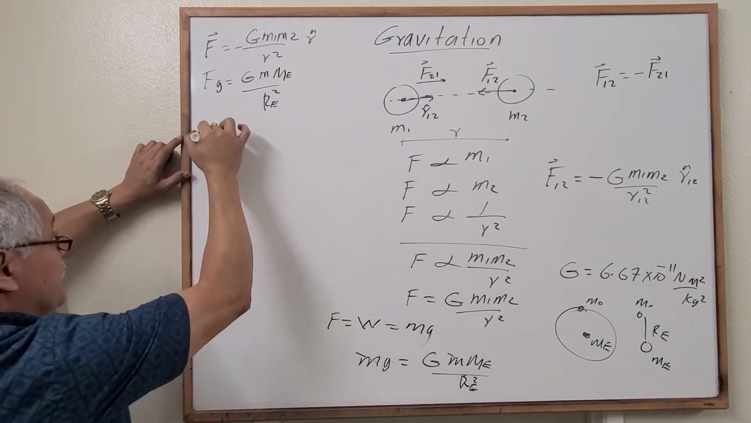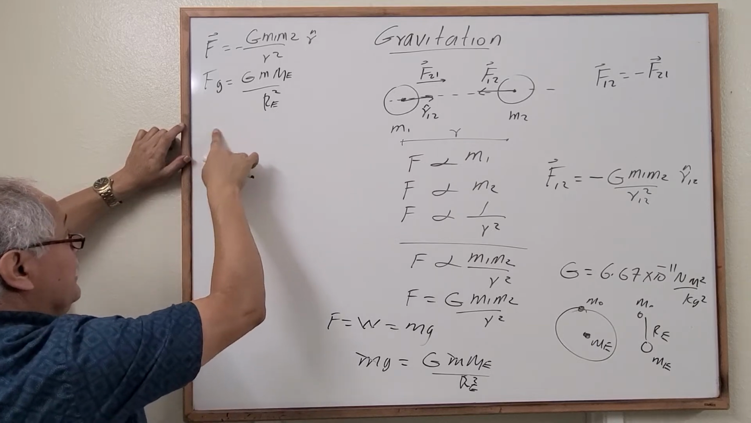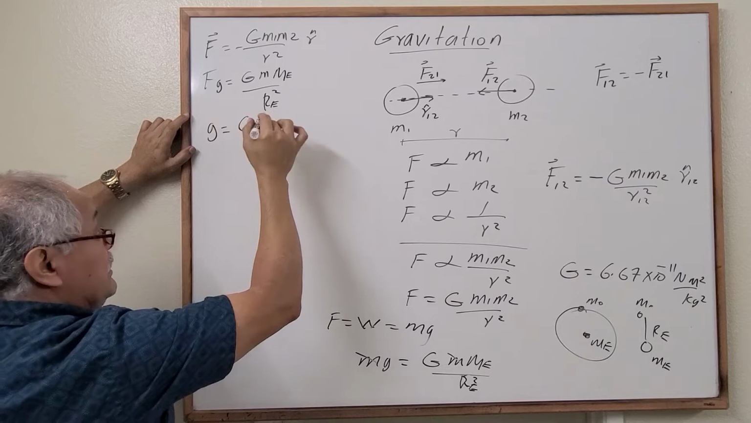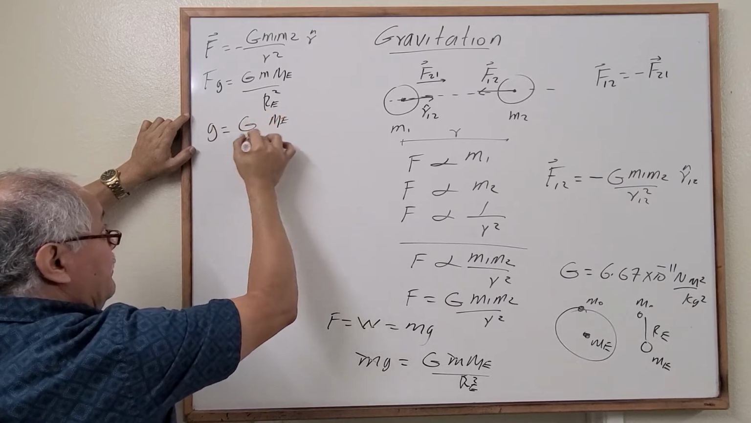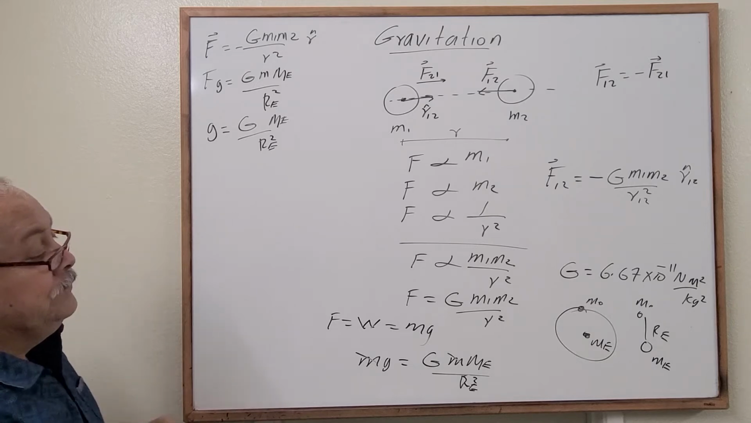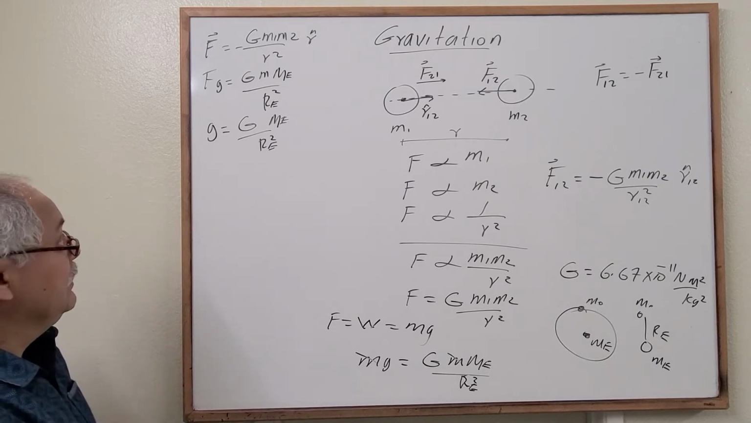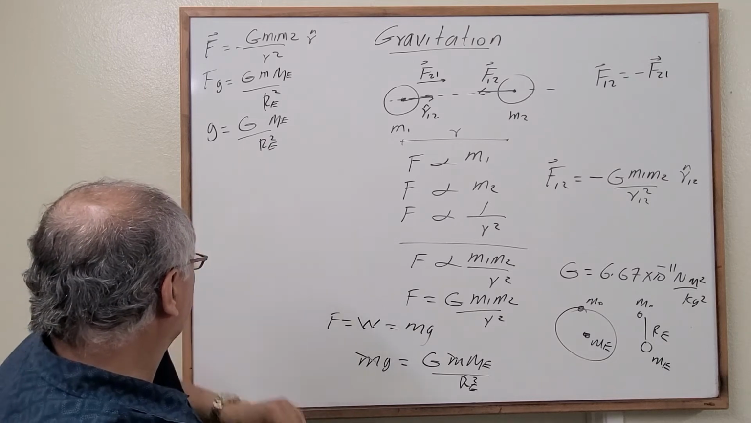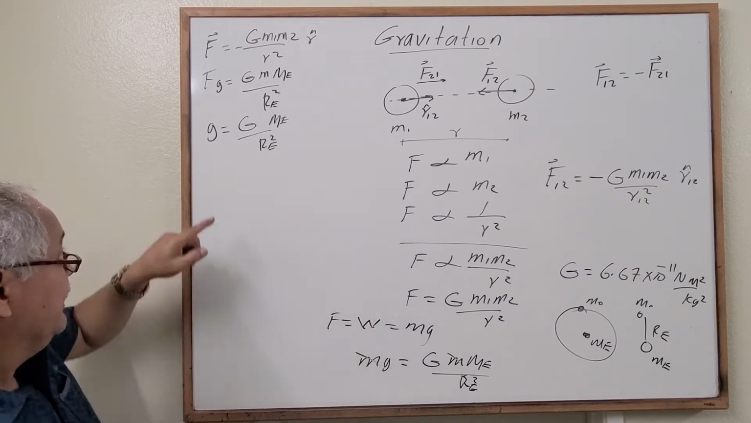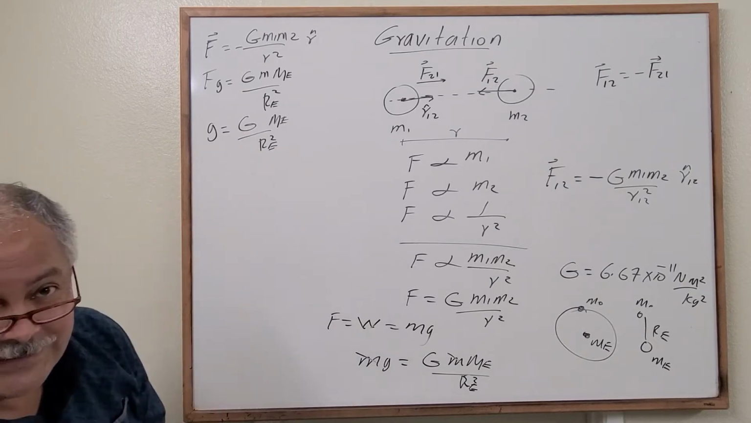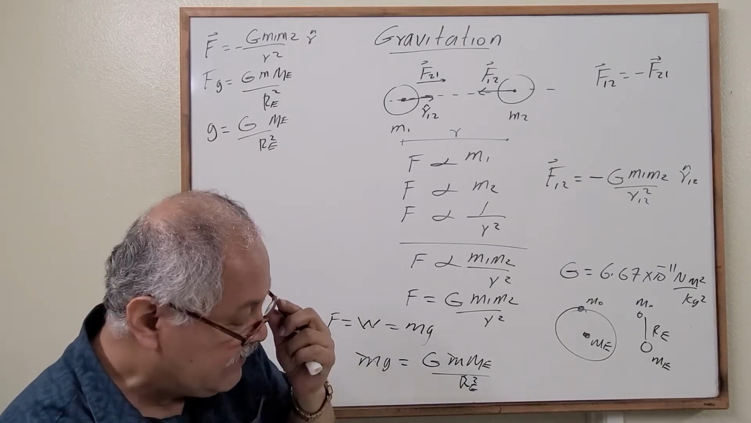g, as a magnitude, is equal to big G times the mass of the Earth divided by the radius of the Earth squared. Correct? Perfect. This is again at the surface of the Earth, and g is constant in this case, constant, constant. Correct?